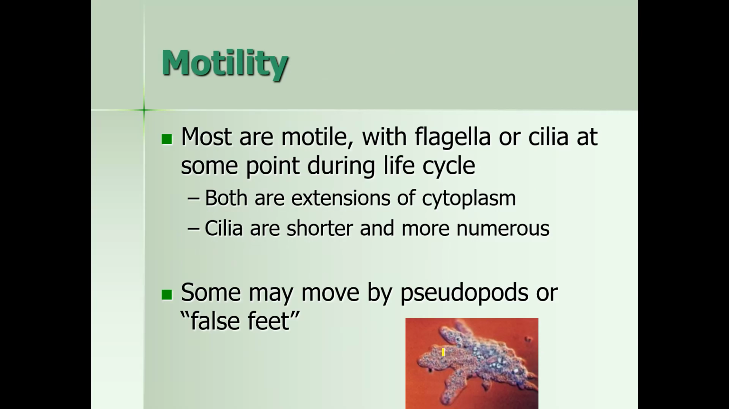When it comes to movement, most of your protists are able to move around. They are motile, okay? Some of them have flagella. Some of them have cilia. Remember, cilia is a eukaryotic thing.